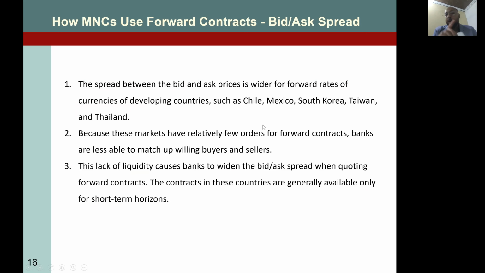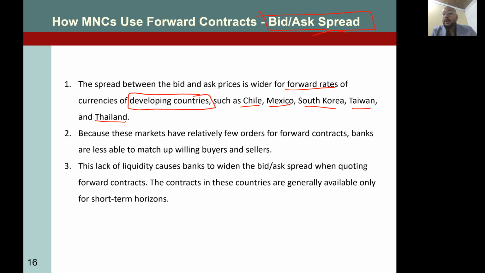Now, number 2, the uses of forward contract, bid-ask spread. The bid-ask spread, or the spread between bid and ask prices, is wider for forward rates of currencies of developing countries. For example, Chile, Mexico, South Korea, Taiwan, Thailand. So if you are dealing with these countries, then you may not find their currencies very often.